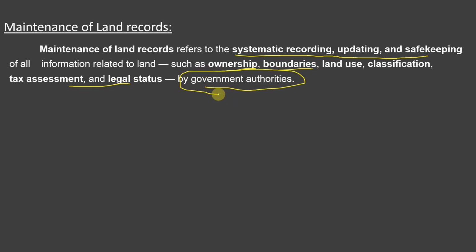So the land records are maintained by the government authorities, which includes the ownership, boundaries, land usage, and the classification of land. We have already learned about the classification in the previous video, that is how a land is classified in nine folds, which includes agricultural land, barren land, non agricultural land, and forest land. All this process of systematic recording, updating, and keeping of information of the land is called the maintenance of land records. So let us understand how in the historical times the land records were maintained.